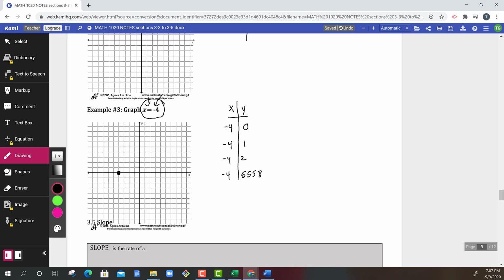So x is equal to -4 there, x is equal to -4 there. The y coordinate is changing, but the x coordinate is always staying at -4. So x equals a number is a vertical line, and this one has an x-intercept at -4, 0.